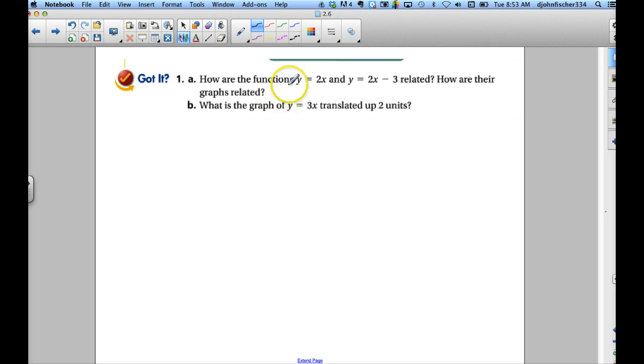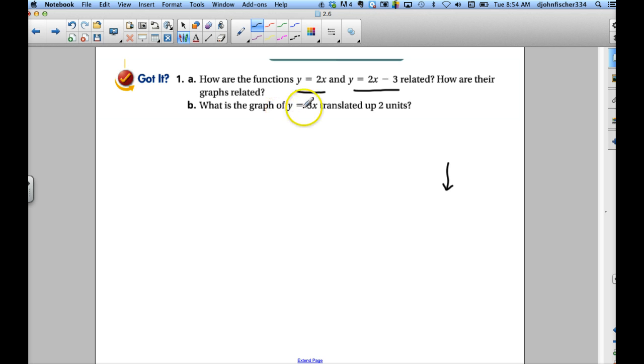Now how are the functions this and this related? How are the graphs related? So in other words, here let's say this is my parent function. Now we get 2x, y equals 2x. Now y equals 2x minus 3. Well, the minus 3 is going to take the whole graph and move it down 3 units. This is that parent function, and that minus 3 is on the outside, so it's going to move it down 3 units.